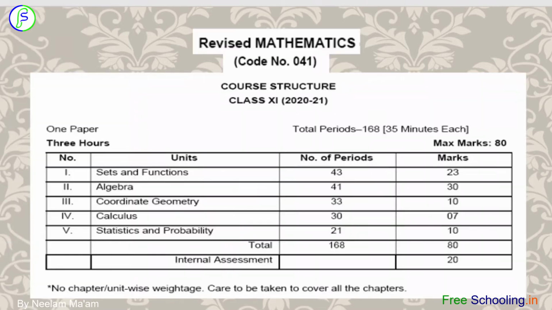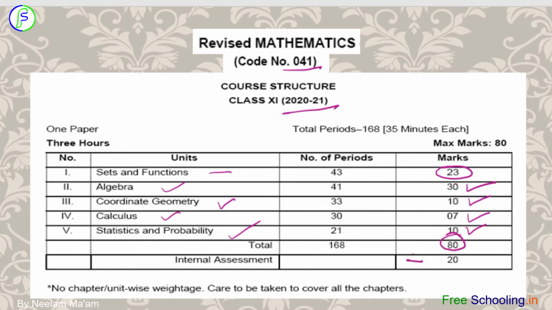So first of all, I'm starting with the weightage. The code is 041, same as in class 12th session 2020-21 specifically. Now I'll explain the sets and functions. Unit 1 is of 23 marks, important for you. Algebra is 30 marks. Coordinate geometry is 10 marks. Calculus is 7 marks. Statistics and probability is 10 marks. Total in that case is 80 marks.